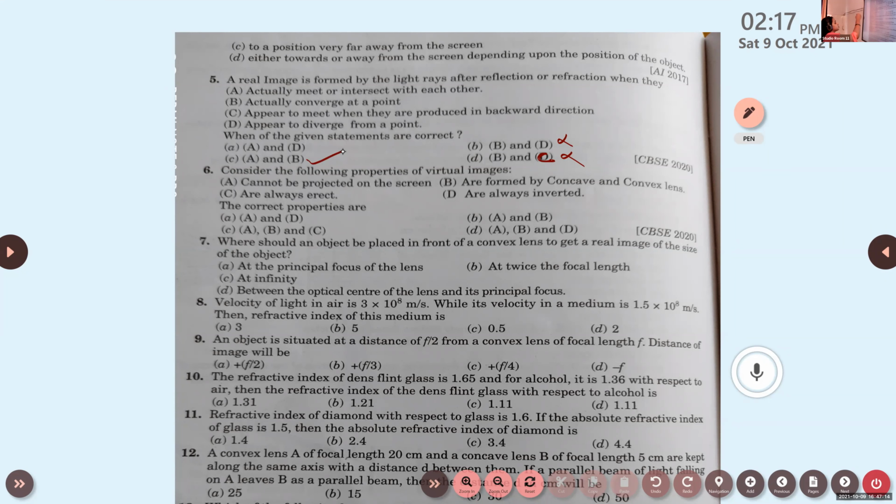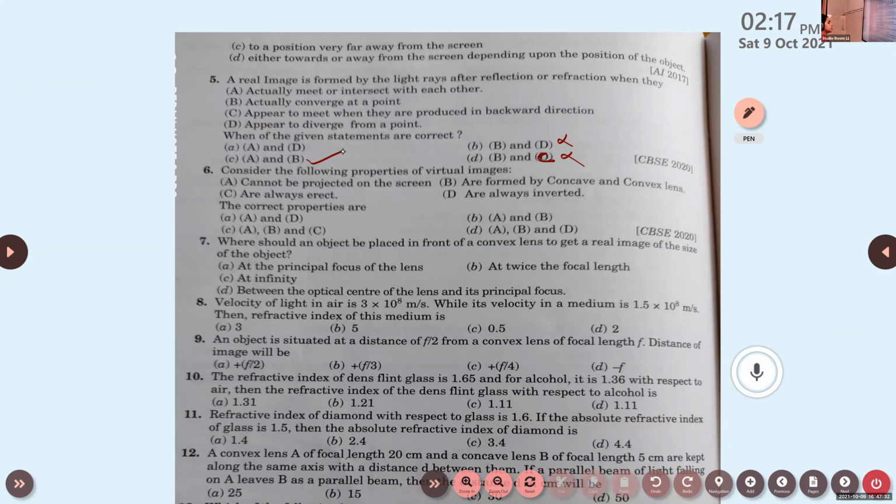Options A and B, option C. If the rays of light meet or intersect with each other, or if they converge to a particular point, then only we get a real image after reflection or refraction. So the correct answer is option C. A and B is the correct statement.